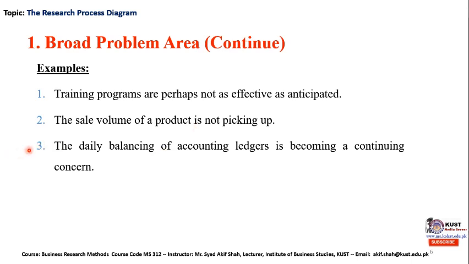And another broad problem area could be the daily balancing of the accounting ledger is becoming a continuing concern. There might be a problem in the company's accounting department that the ledgers are not getting matched with each other and the final balancing has certain issues continuously in the accounts department and record. So what are the potential problems for the accounting ledgers mismatching?